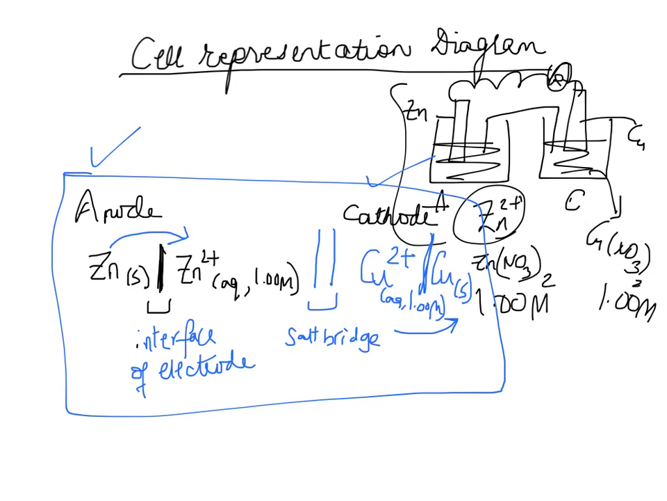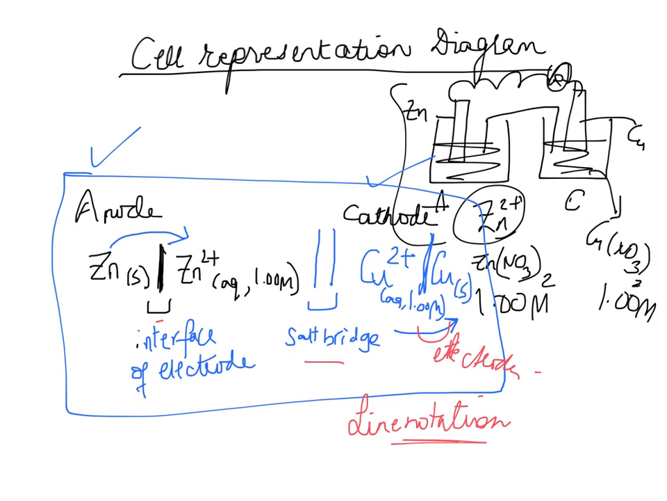You can't write Zn2+ line Zn. You can't do that because that would mean that the zinc is undergoing reduction, and that's not allowed in this particular situation. Sometimes the cell representation diagram is also referred to as a line notation, because these vertical lines are for the salt bridge and the interfaces for the two electrodes.